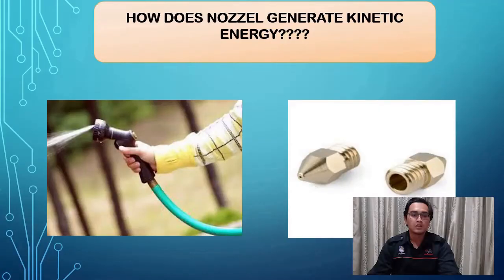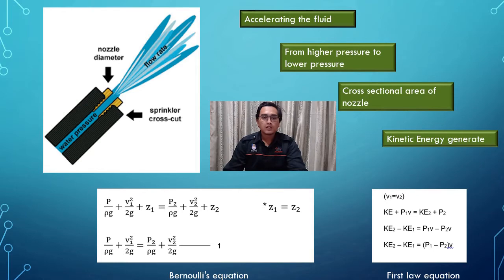So now we take a look at the understanding application of thermodynamics. What we're going to discuss here is how a nozzle generates kinetic energy. A nozzle generates kinetic energy by accelerating the fluid. So how does a nozzle accelerate the fluid? It accelerates it by going from higher pressure to lower pressure. The fluid gets accelerated, and due to this, kinetic energy is generated.